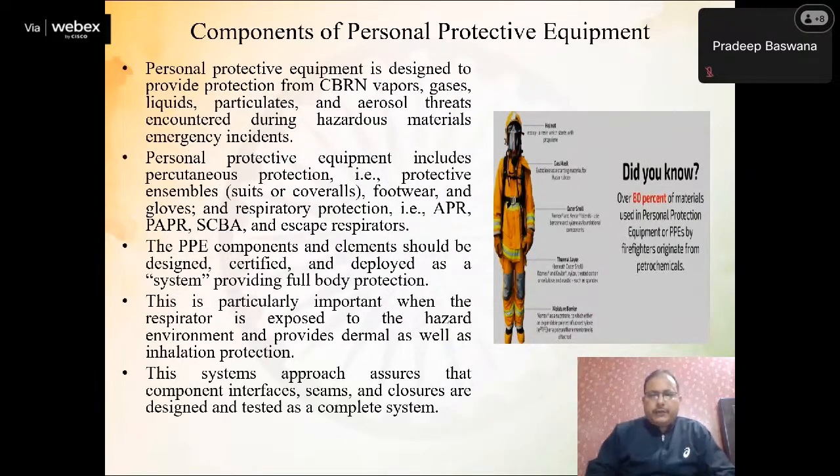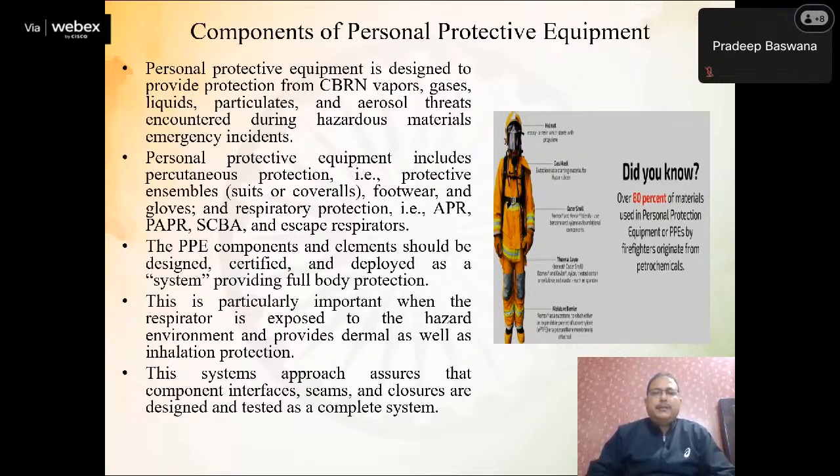What are the components of the protective equipment? Personal protective equipment is designed to provide protection from CBR threats and vapors, gases, liquids, particulates, and aerosols encountered during hazardous materials emergency incidents. It includes percutaneous protection, that is protective ensembles, suits or coveralls, footwear and gloves, and respiratory protection, that is APR, PAPR, SCBA, and escape respirators. In the later slides, we will discuss all these things: PAPR, SCBA, and escape respirators.